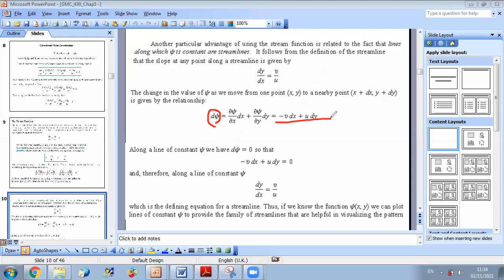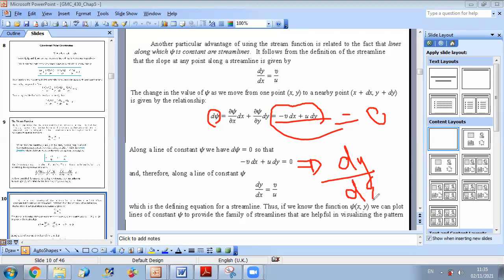Now, if we want to get the equation of lines characterized by psi constant, then d psi will be equal to 0. And along a line of constant psi, since d psi is 0, then this term also will be 0, which leads to minus v dx plus u dy equals 0. And if you rearrange terms, you end up with, for constant psi, dy by dx equals v over u. And this is the definition of streamlines. This is why we say that lines of constant psi correspond to streamlines.